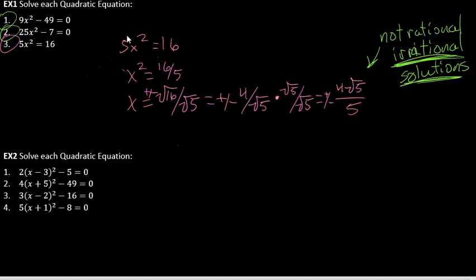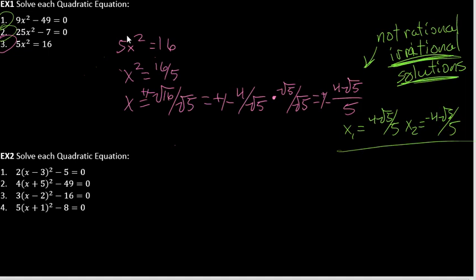And our solutions in this case would be x1 equals positive 4 square root of 5 over 5, and x2 is equal to negative 4 square root of 5 over 5. Okay, so my two solutions here are irrational because I had to rationalize my denominator right here. When I had to rationalize this, that told me that my solutions were irrational solutions. Okay, so keep that in mind.